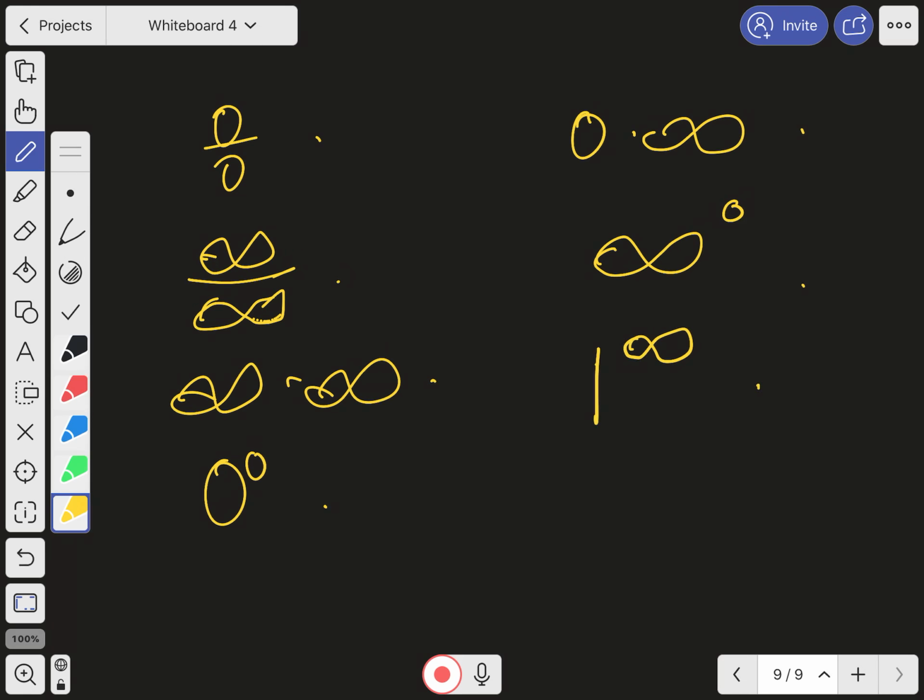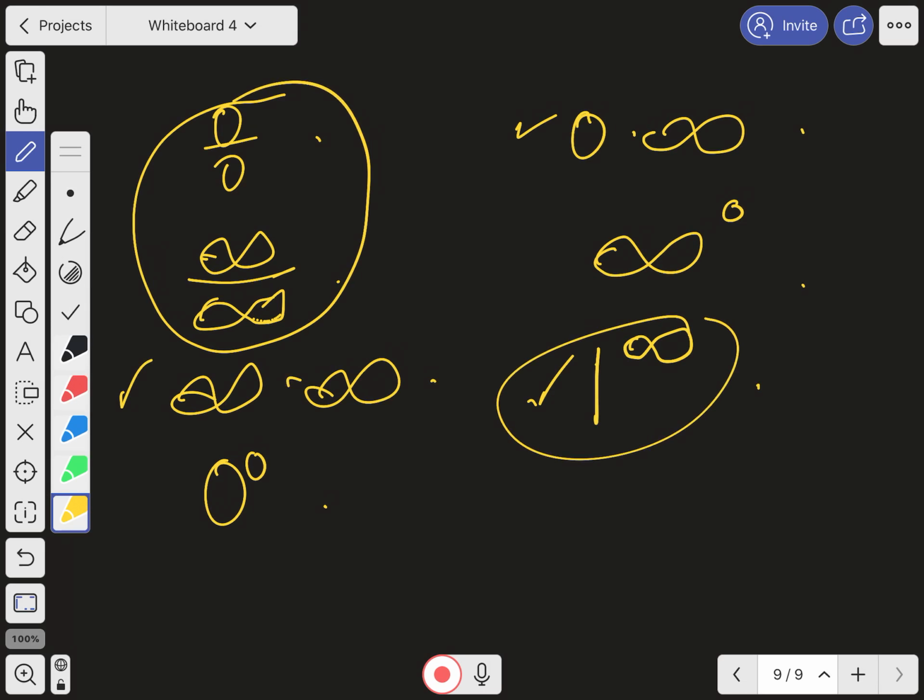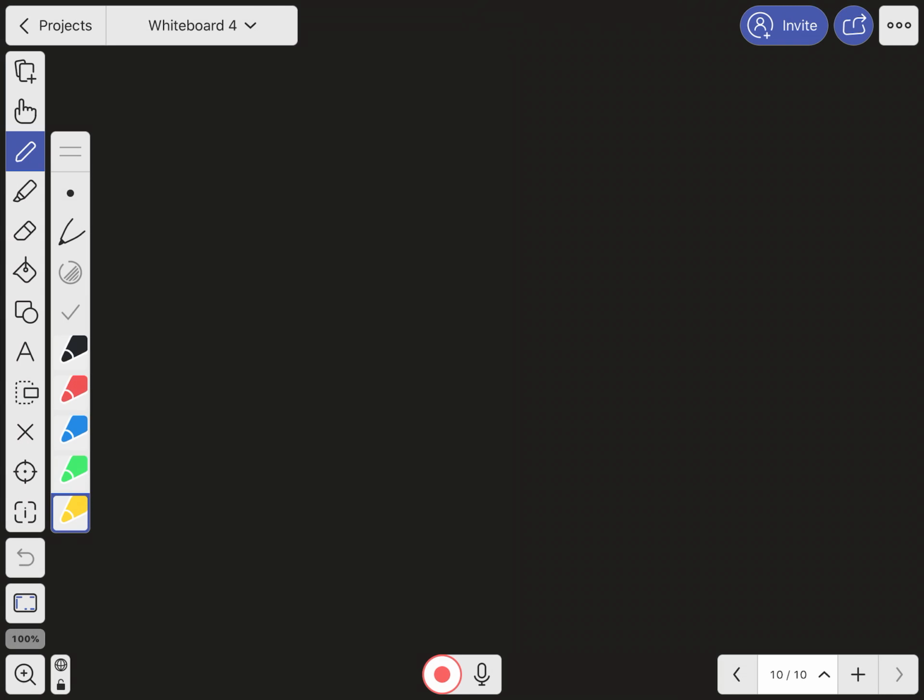They're all really strange. We think we could determine some of these, but they're indeterminate forms because they can all be written as one of these two forms. And so let's look at 1 to the infinity and see how we'll attack this.